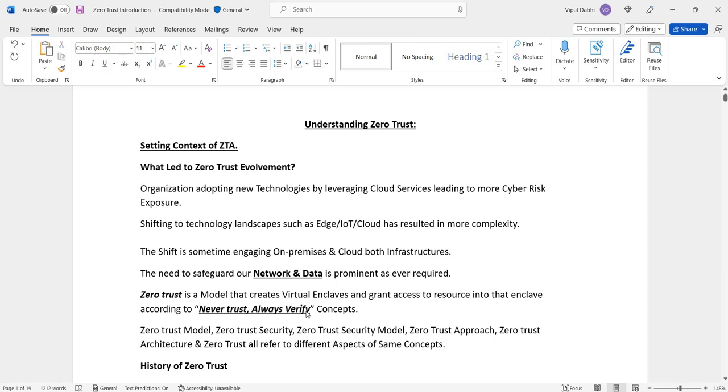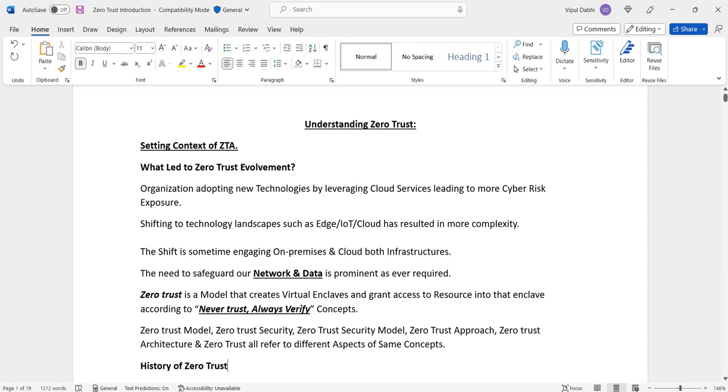So that's what it consists of, but at the core it is always that we should never trust, we should always verify. Okay, so we have resources here in the enclave, and we are not going to grant every entity access to those resources until we trust them or until we verify them. I mean, we are not trusting them by default, we are always verifying their identity to grant access to the resources which are part of that enclave. So I hope this statement is quite clear to you, right?